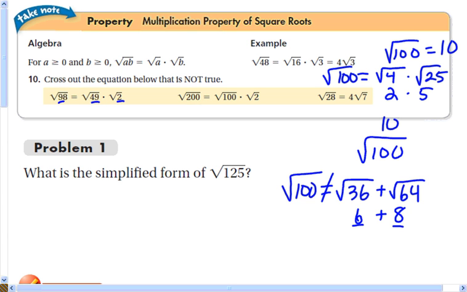49 times 2 is 98. That one's good. 100 times 2 is 200. That one's good. 7 times 4 is actually the square root of 16, and that definitely is not equal to 28. So, all right, we're going to use these ideas to simplify.